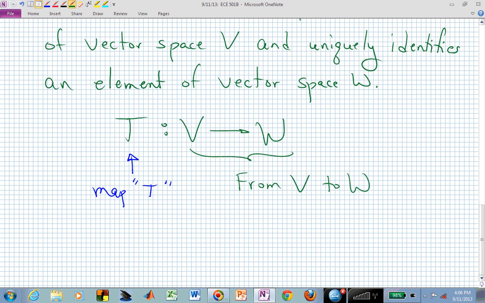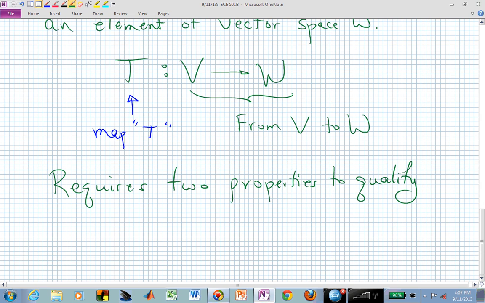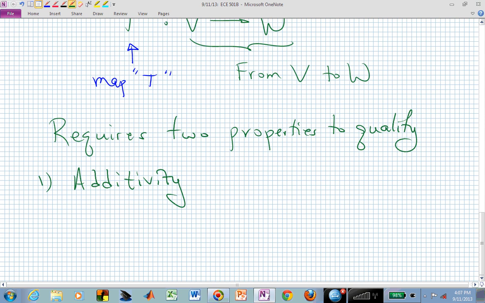That's our notation. Now, to be linear, it's going to require that it satisfies two properties, and you can anticipate what those properties are going to be. This linear map requires two properties to qualify as a linear map. One is what's referred to as additivity, and that says that if we operate on the sum of two vectors in our domain vector space V, those being U and V, that's the same as taking the sum of those two maps, TU plus TV.